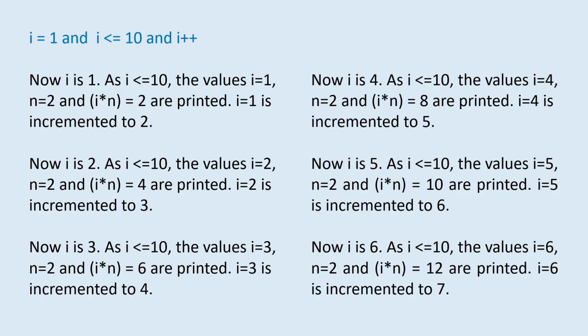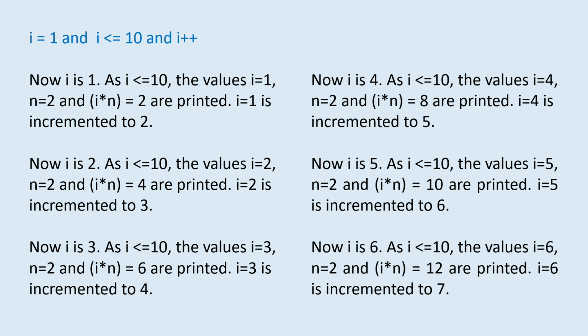Now let us see how the for loop works. We have written inside the for loop that i is equal to 1, i less than or equal to 10, and i plus plus. Now in the beginning, i is equal to 1. As i is less than or equal to 10, the values i is equal to 1, n is equal to 2, and i into n is equal to 2 are printed. Now i is equal to 1 is incremented to 2 as it's a post increment operator.